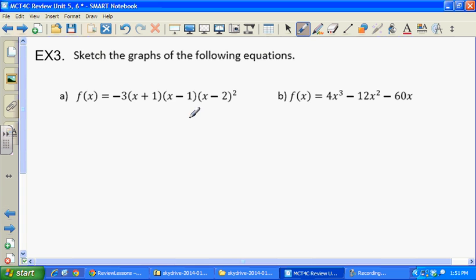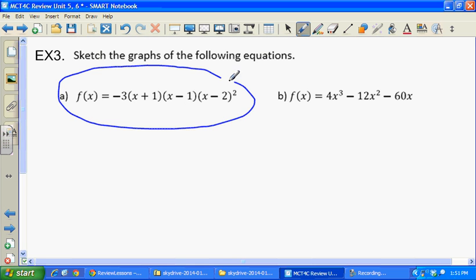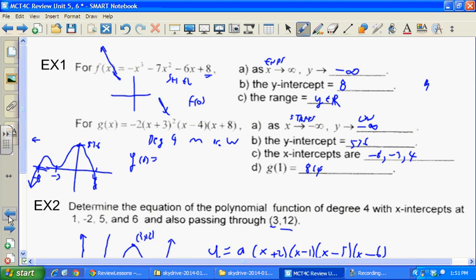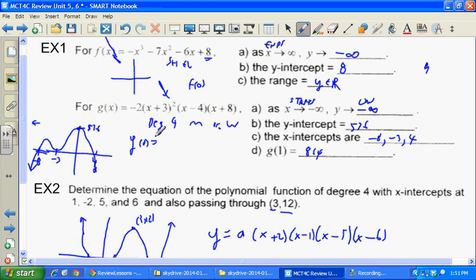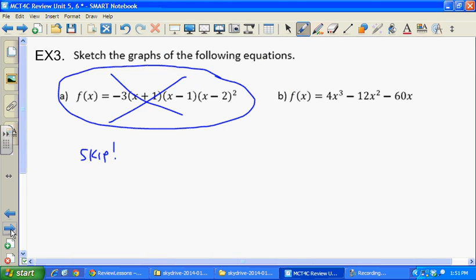Example 3, sketch the graphs. I'm actually going to skip that one. We just did one that's almost exactly like that, so I'm going to keep moving. It's very much like the sketch that we did for this one here, isn't it? Where we did the roots, no problem. We know it's going to be a quartic, starts low, ends low, that sort of thing.